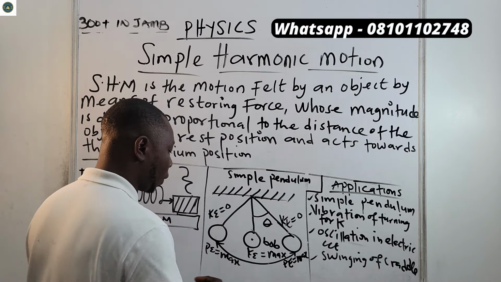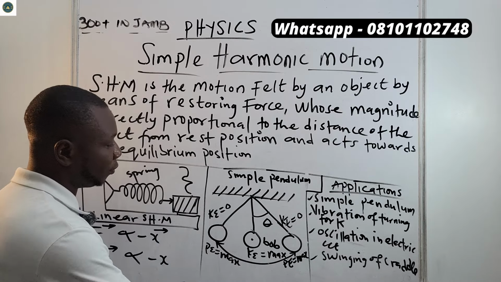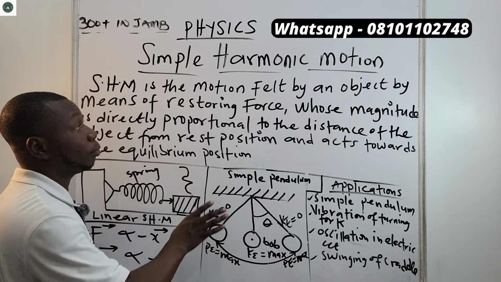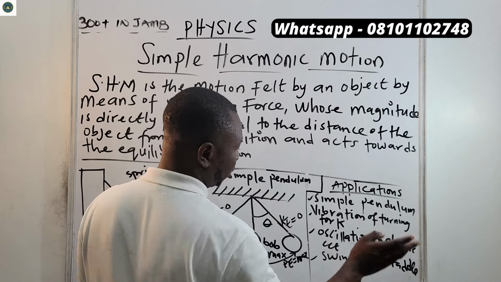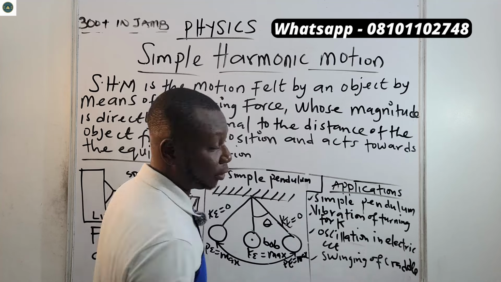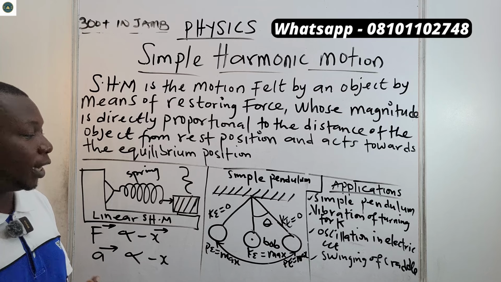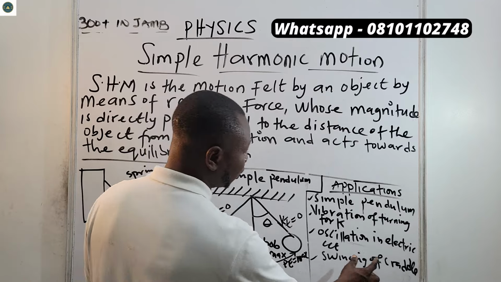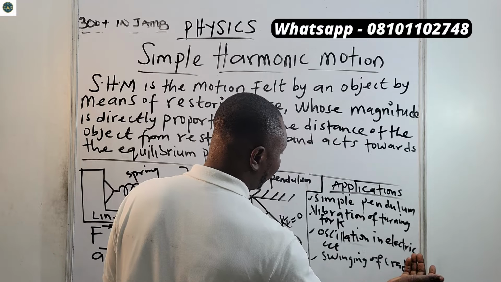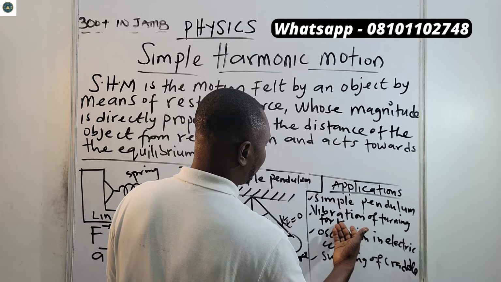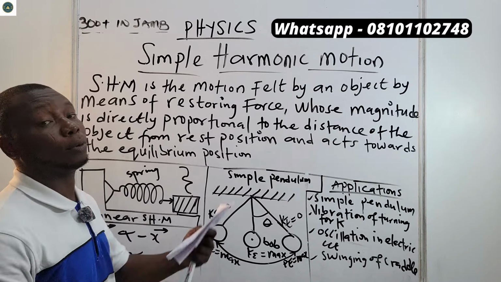So the bulb swings to and fro, back and forth. It is a good example of simple harmonic motion. Then we also have applications, oscillation in electric circuits. In the generation of radio frequency, what happens? The quantities undergo vibrations and oscillation. We have the swinging of a cradle, and vibration of a tuning fork. Vibration of a tuning fork also causes simple harmonic motion.